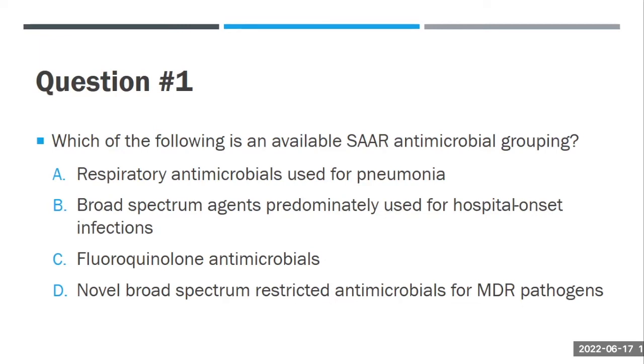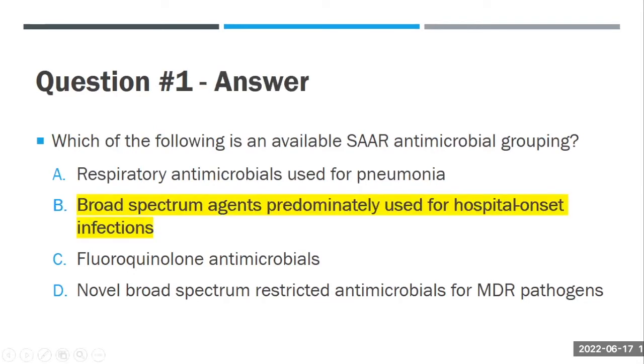B, yep. So that was one of the first ones we talked about, so that would be B. The other ones are just ones that I made up, but really that is one of the more common SAARs that you're going to use, broad spectrum agents predominantly used for hospital onset infections. A way to keep that in mind would be your anti-Pseudomonas coverage.